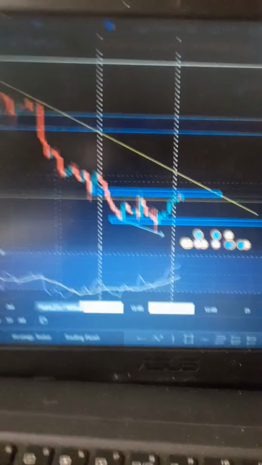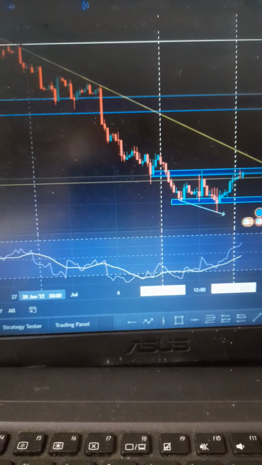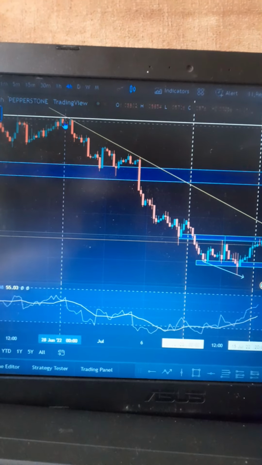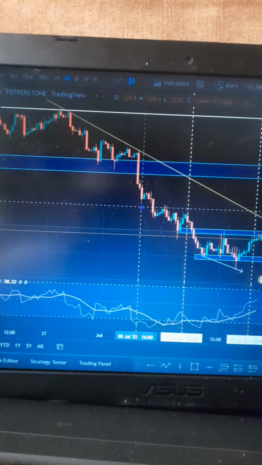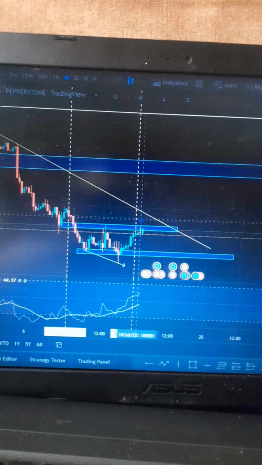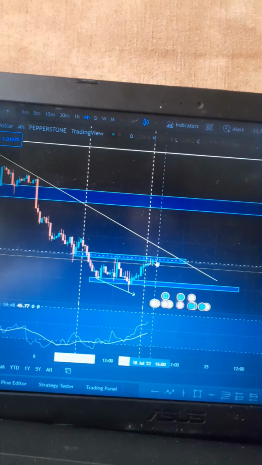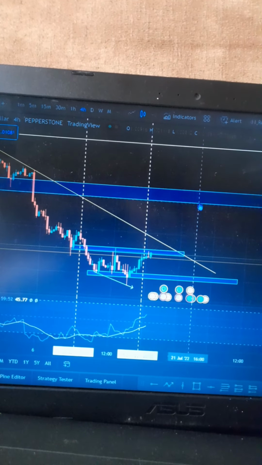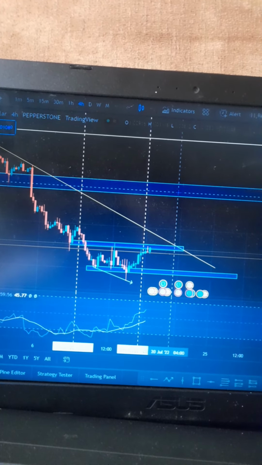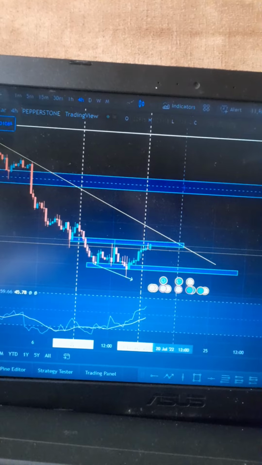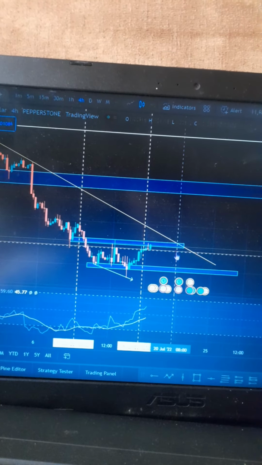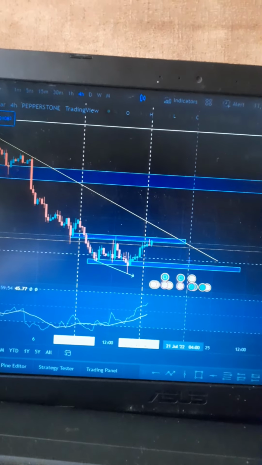There was also a trend line which I noticed, a first touch here, a second touch here, and I'm anticipating a third touch here, and I'm waiting to see how price will react to this zone. If it breaks the trend line and comes for a retest, I will go long and take my profits on this zone with my stop loss just below this trend line.